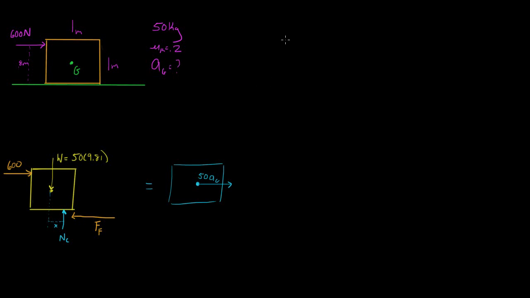Well, we have three equations. We have the sum of the forces in the x is equal to the mass times the acceleration of the center of mass in the x direction. The sum of the forces in the y is equal to the mass times the acceleration of the center of mass in the y direction. And because this is just translating, we have the sum of the moments about point G is equal to 0 because there is no rotation.